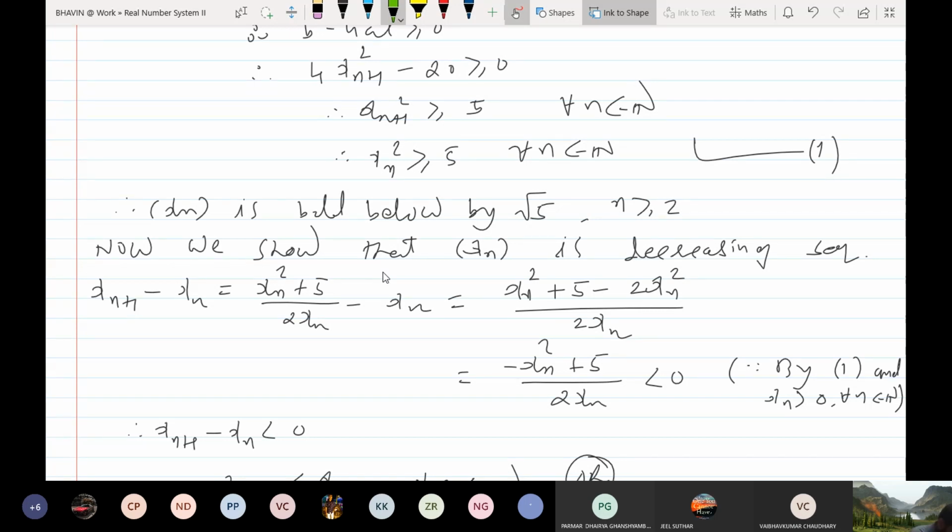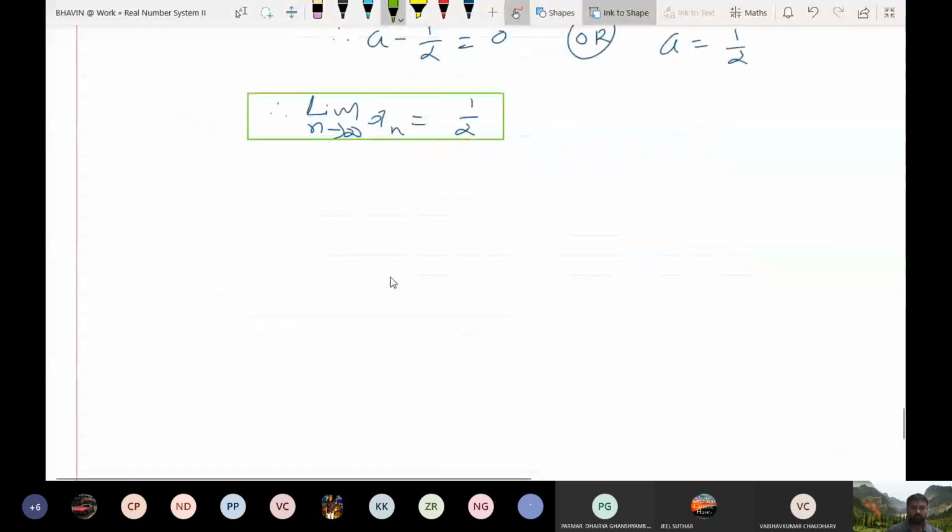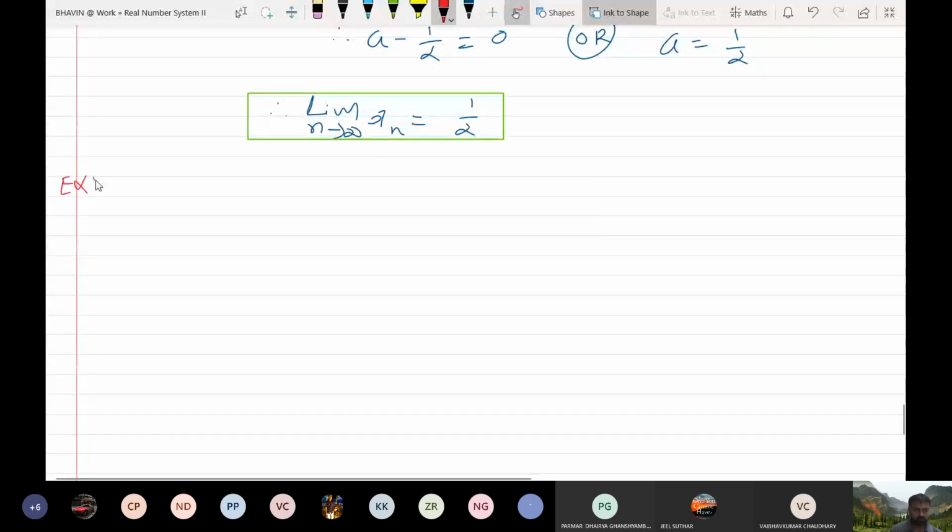Let's consider an example. Look, for p belongs to n, a greater than 0, this is the relation which is given, and a1 is positive.